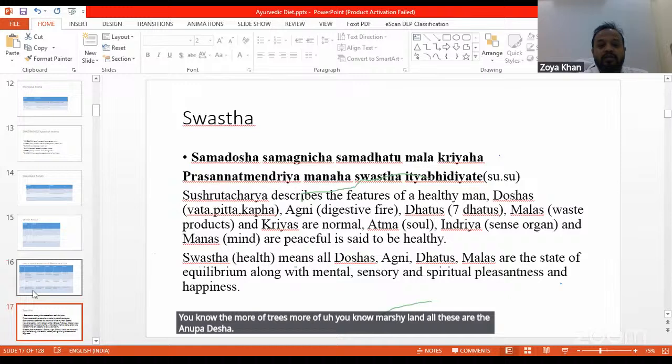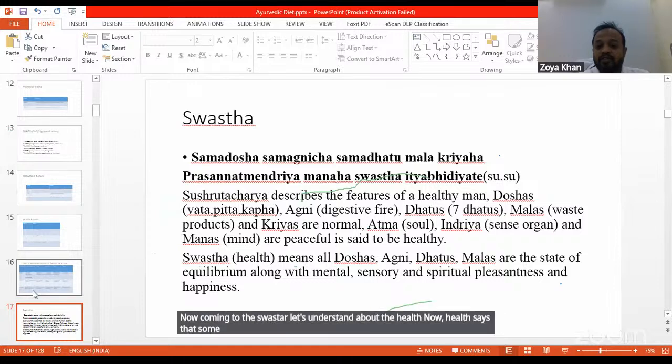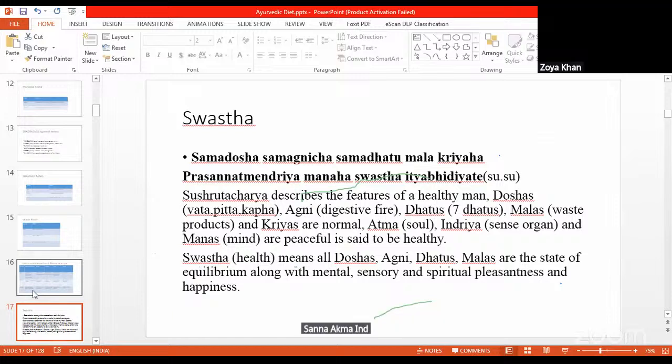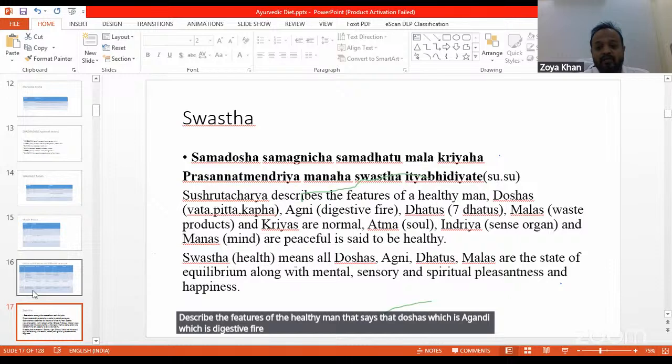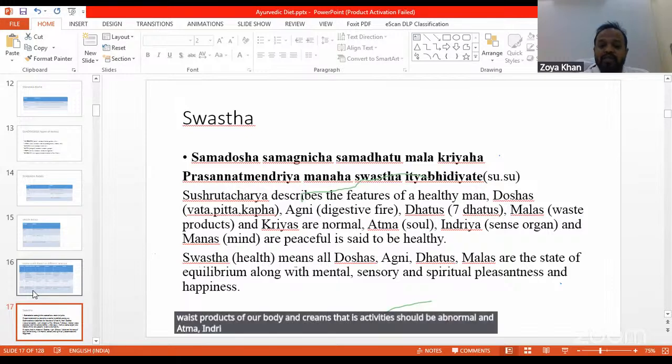Now coming to Swastha, let's understand about health. Samadosha, sama agnischa, samadhatu malakriyaha, prasanna atma indriya manaha swastha itya vidiyate. As per Sushruta Acharya, this describes the features of a healthy man: doshas, which are vata, pitta, kapha, agni, which is digestive fire, dhatus, which are the seven dhatus, malas, which are the three waste products of our body, and kriyas, that is activities, should be normal, and Atma, Indriya, and Manas, that is soul, sense organs, and mind, are peaceful.